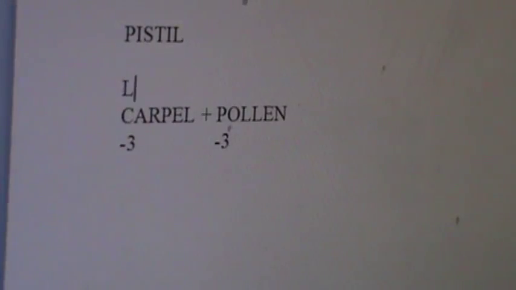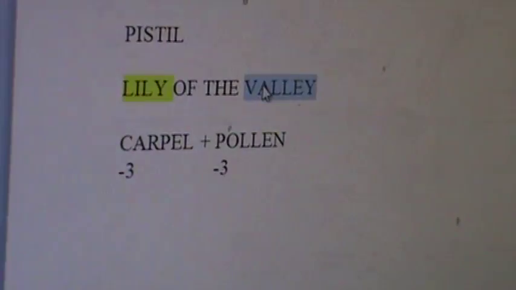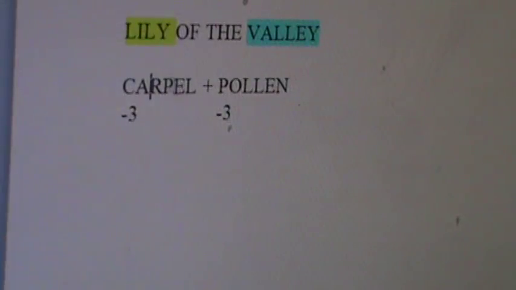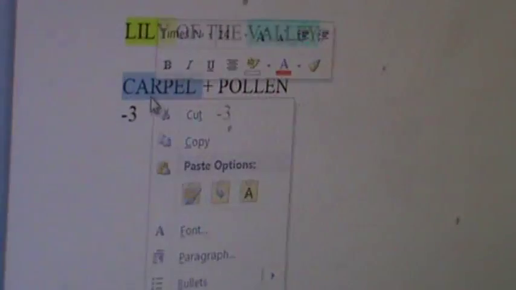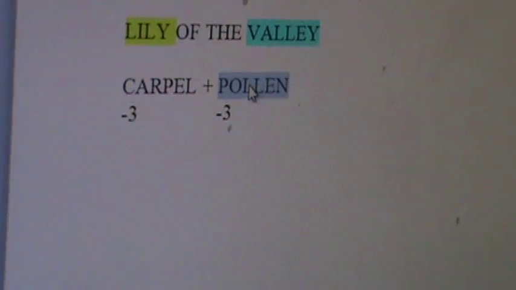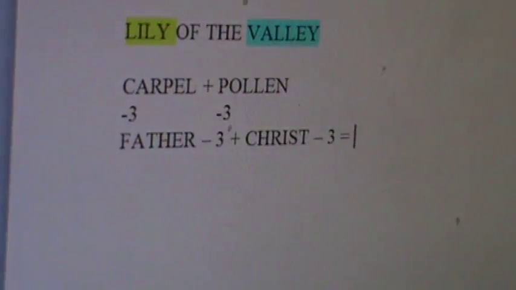We saw this in Lily of the Valley, the famous flower Lily of the Valley, where Lily equals Father and Valley equals Christ. Well, now here we see the carpal of the flower and pollen, two obvious related words, that are exactly, carpal is 3 points less than Father, and pollen is exactly 3 points less than Christ. So Father minus 3 plus Christ minus 3. Carpal plus pollen. Father plus Christ together.